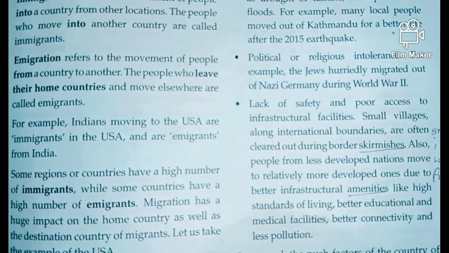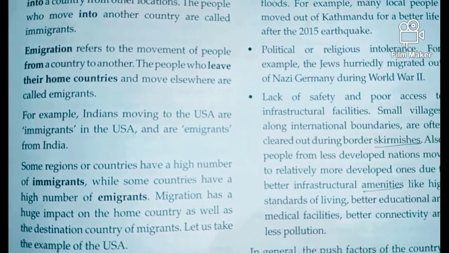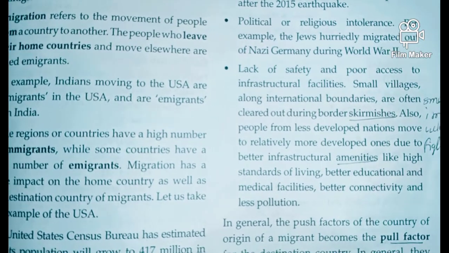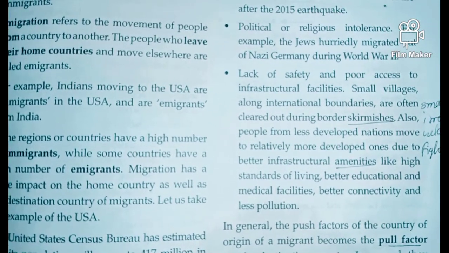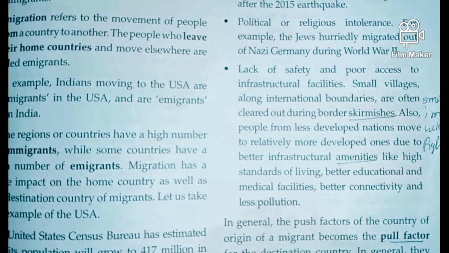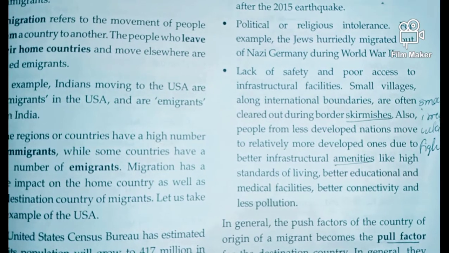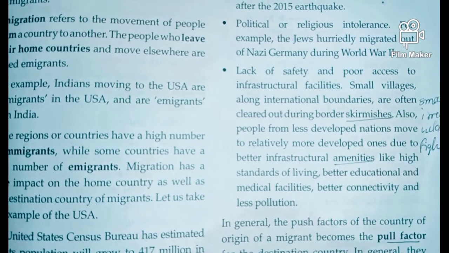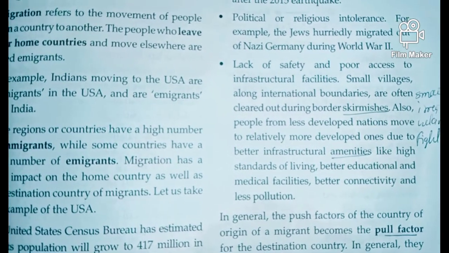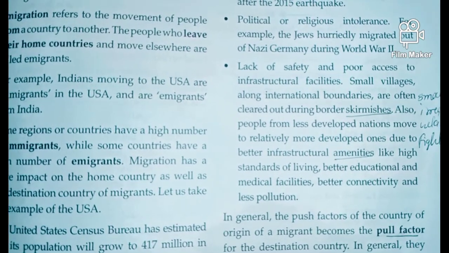In today's world also, we may face such political unrest within a country, so people are trying to migrate from place to place and to other countries too. The last important point is safety and poor access to infrastructure, because some countries are not able to provide good safety standards and lifestyles to the people. So small villages located near the international borders often try to cross the borders during skirmishes, which are small fights that take place on the border between villages.